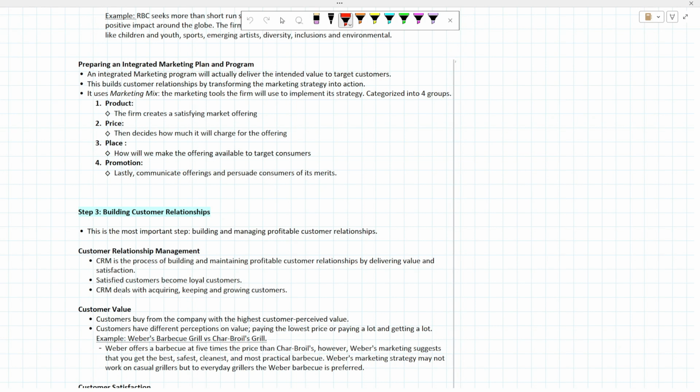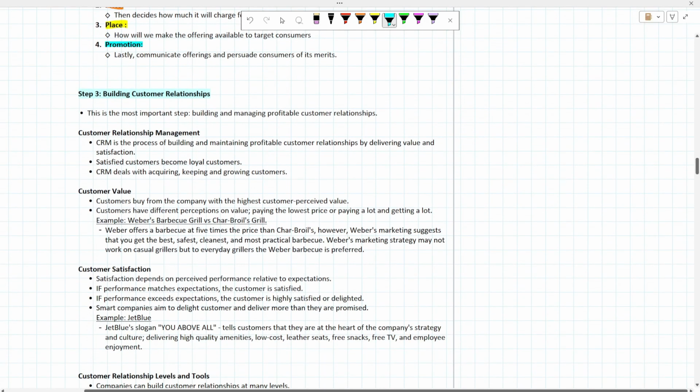We have our product, which is where the firm creates a satisfying market offering. We have the price. The firm then decides how much it will charge for the offering. We have the place, how it will make the offerings available to target consumers. And then last, we have the promotion, how the firm will communicate offerings and persuade consumers of its merits.